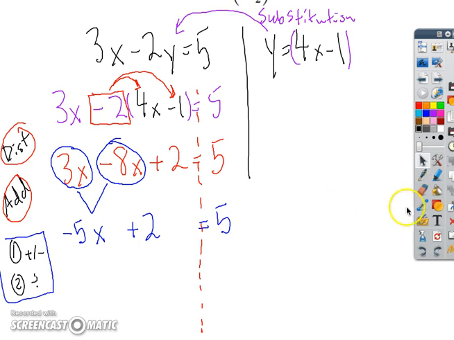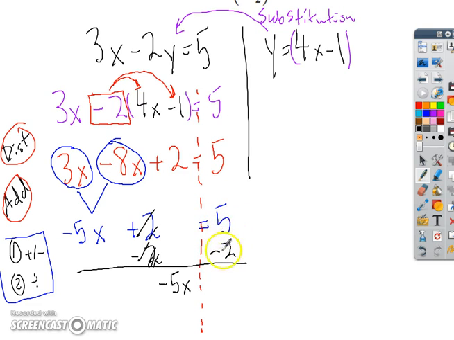So I think I may need a little bit of room in here in a second. So I'm going to subtract the 2, because the opposite of plus 2 is minus 2. So I do that to both sides. Now I'm doing algebra. Inverse to both sides. I bring down the minus 5x. And then the other side is 5 minus that 2 is 3. And my equal sign is there.